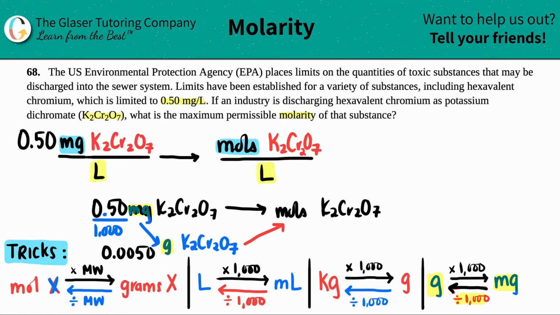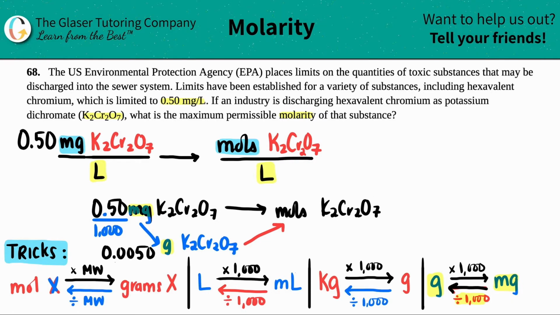0.5 divided by 0, 1, 2, 3. Yeah, I think so, right? Whoa, what's going on here? Oh, that makes sense. Yes, this is good. Okay. So now I have 0.005 grams of K2Cr2O7, and I just need to convert to moles.